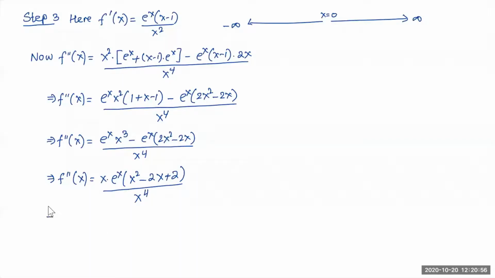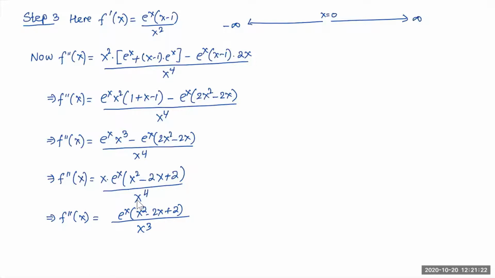Now we go further and simplify that. You can see here is x and here is x to the 4, so it will divide. So in the denominator, you will have x cubed, e to the x in the numerator, and also you have x squared minus 2x plus 2 in the numerator. So that is our second derivative.